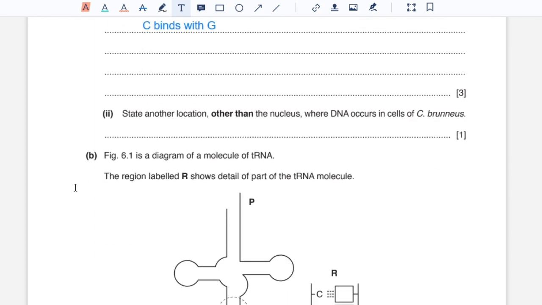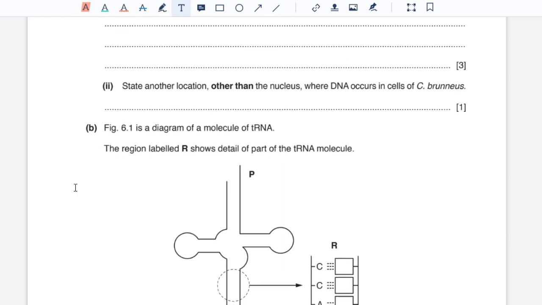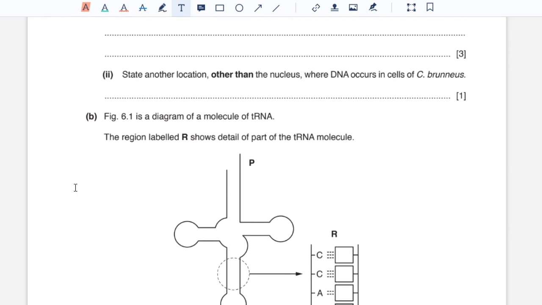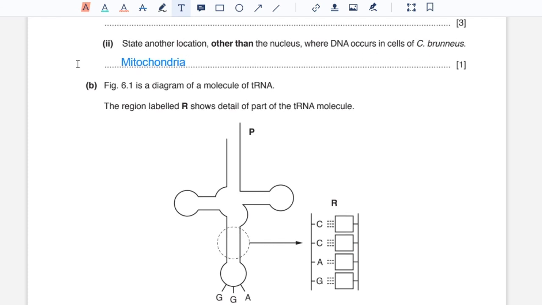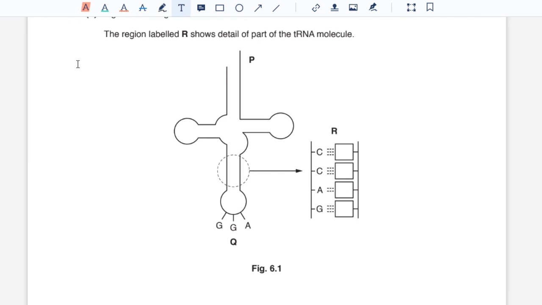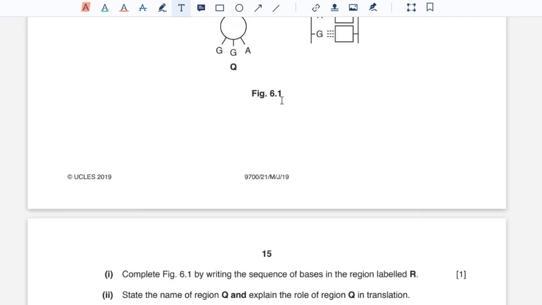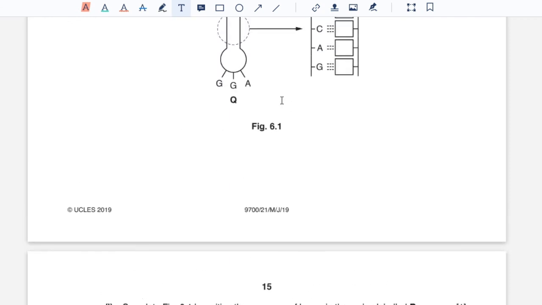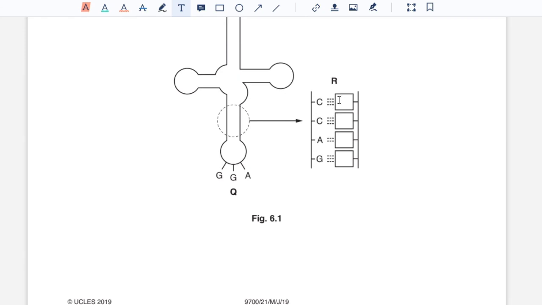To state another location other than the nucleus where DNA occurs in cells of C. brunneus, DNA is also found in mitochondria. B. Figure 6.1 is a diagram of a molecule of tRNA. The region labeled R shows detail of part of the tRNA molecule. Complete figure 6.1 by writing the sequence of bases in the region labeled R. So C has the complementary base G. The complementary base of A in an RNA molecule is uracil.